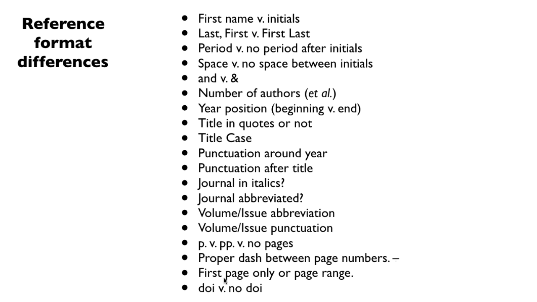Sometimes they list only the first page of the article, and sometimes they list the full page range. And lastly, there's this thing called DOI, which is an electronic indicator. It's a special serial number, and sometimes that's listed for the journal article, and sometimes journals leave that out in the references. So these are all the possibilities that you can have.